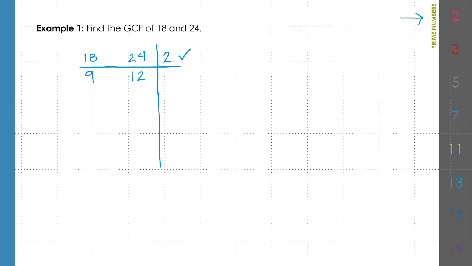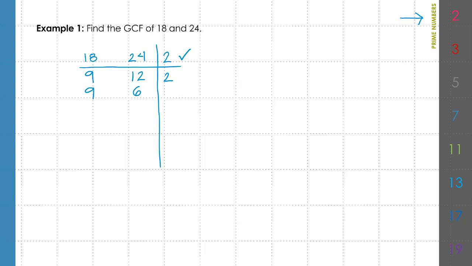Now let's try again factoring using 2. 9 over 2 is not divisible, so I am going to write the number 9 on the bottom. 12 over 2 is divisible. It gives us 6. Okay, since this number 2 didn't divide both numbers, I don't check mark.